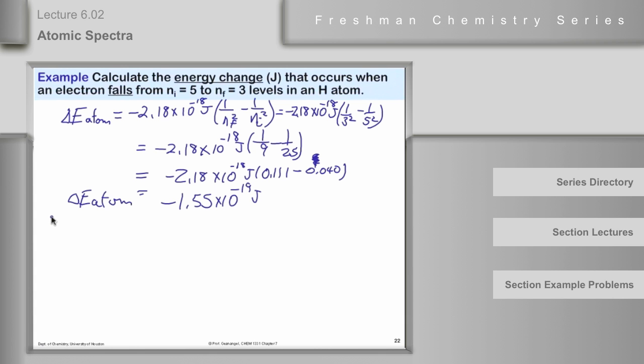All right, so that's how Bohr's equation works to get delta E of the atom. But you're hardly ever asked for delta E of the atom. There are very few questions for that. Most of the questions have to do with what's the wavelength, what's the energy, what's the frequency of the photon.